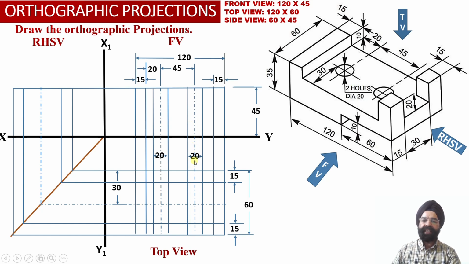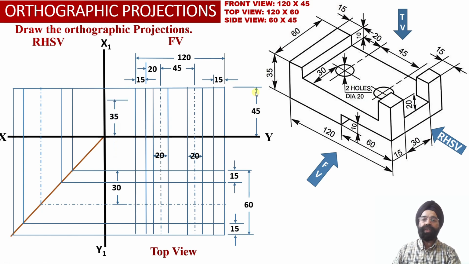So from the center line, we have taken an offset of 10 millimeter on either side of the center line. So two projector lines we have drawn in the front view projections and extended them into the top view projections, such that the distance between these two projector lines will be equal to 20 millimeter, which is going to depict the diameter of the hole as 20 millimeter over here.